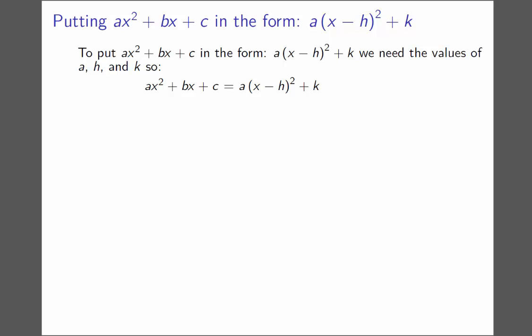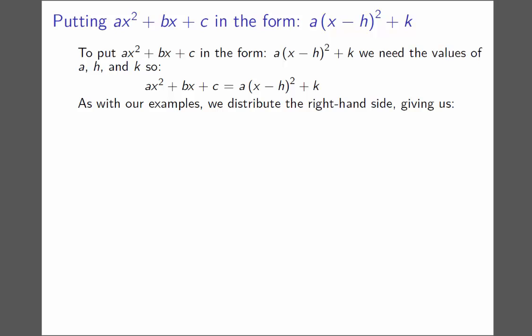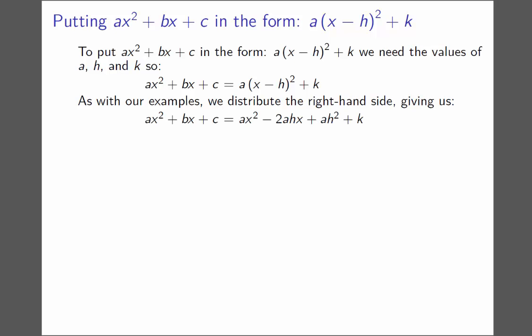we need to figure out the values of a, h, and k so that ax squared plus bx plus c equals a times (x minus h) squared plus k. Just as we have been doing when we knew the numbers a, b, and c instead of leaving them generic. So as with our examples, we distribute the right-hand side, which gives us the same thing as it always has, ax squared minus 2ahx plus ah squared plus k.